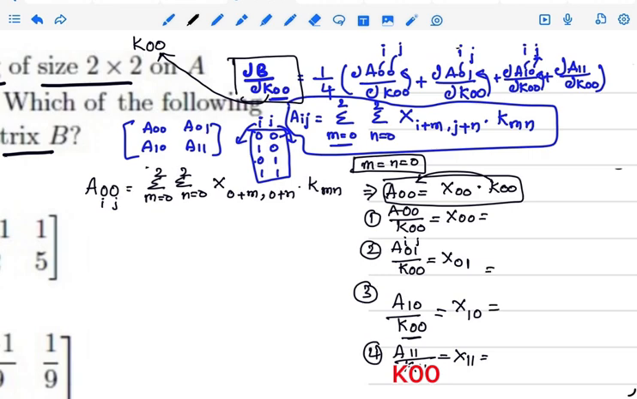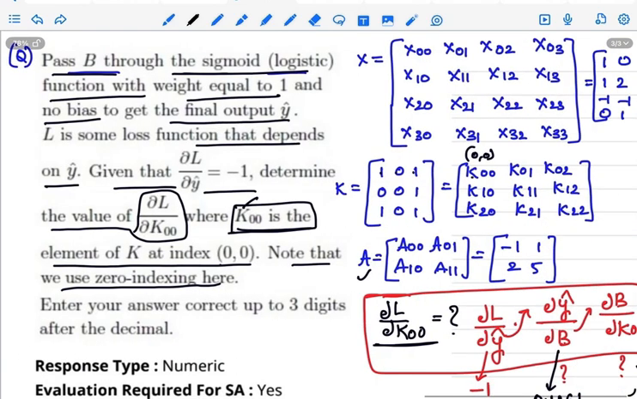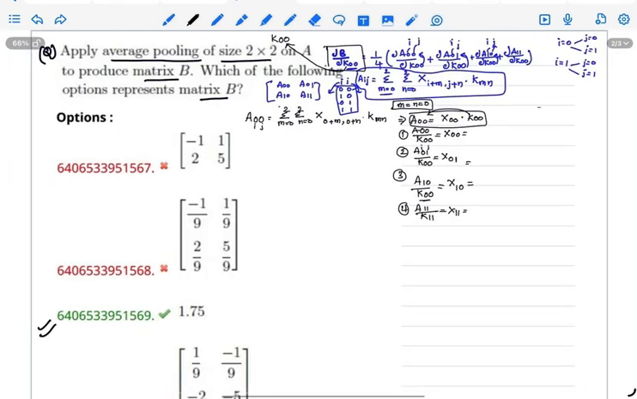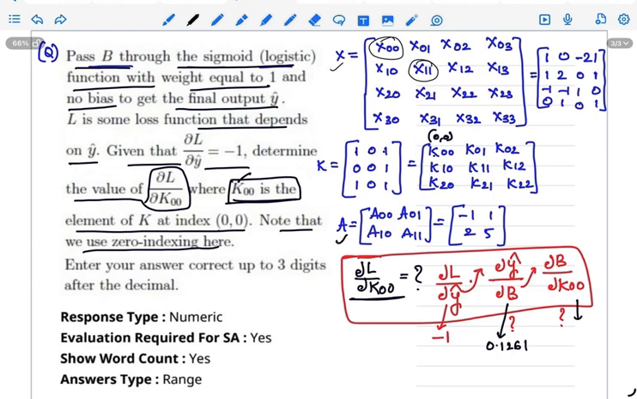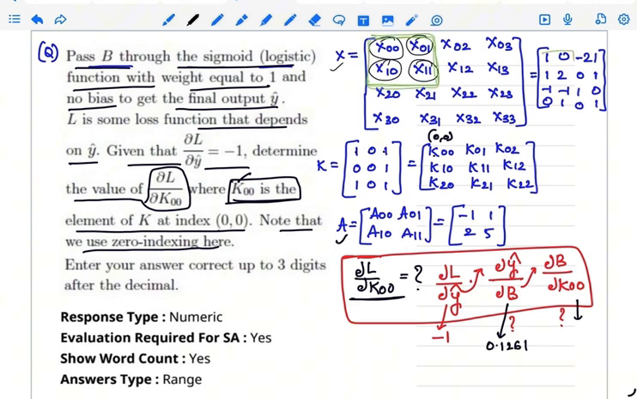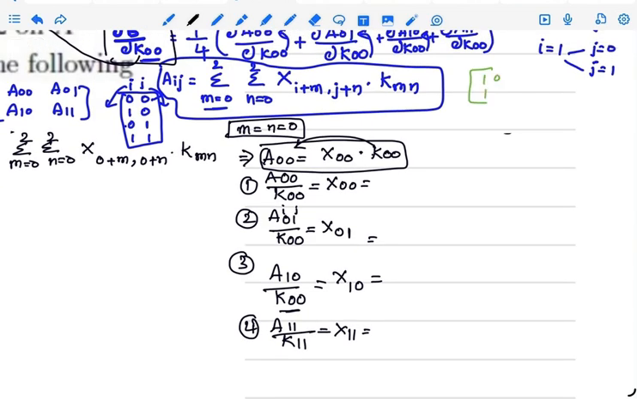Here x represents the input matrix. In the input matrix, we want x 0,0, x 1,1, and x 0,1, x 1,0. This 2 by 2 matrix means these four values: 1, 0, 1, 2. So the matrix values are 1, 0, 1, 2. This value is 2, this value is 1, 0, and this value is 1.